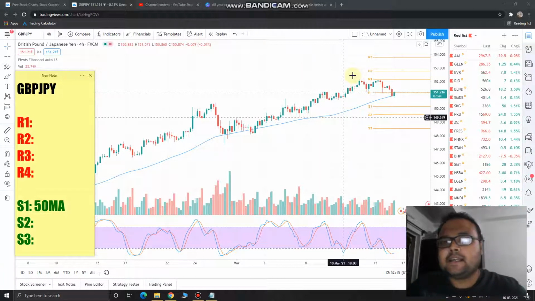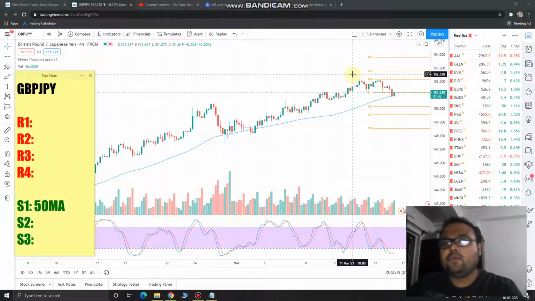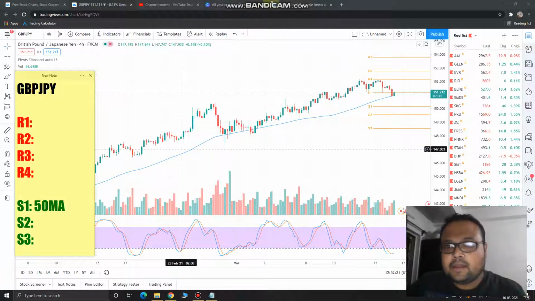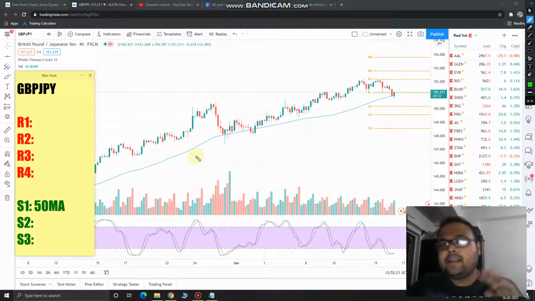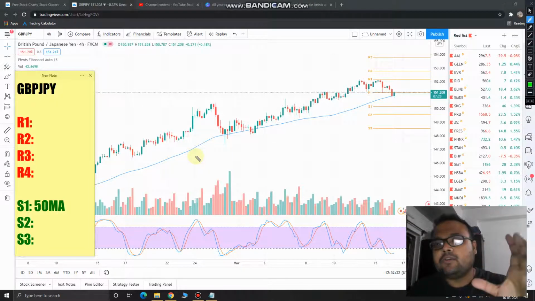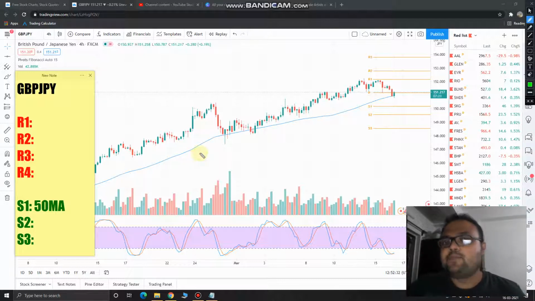So we can see that right now market is trading at 151.21. Okay, and the good news is that it's a trending market. As I always say, it is easier to trade on a trending market, and while the market is in uptrend, we just need to find the area of value. And where do we get the area of value? We get the area of value near the support.